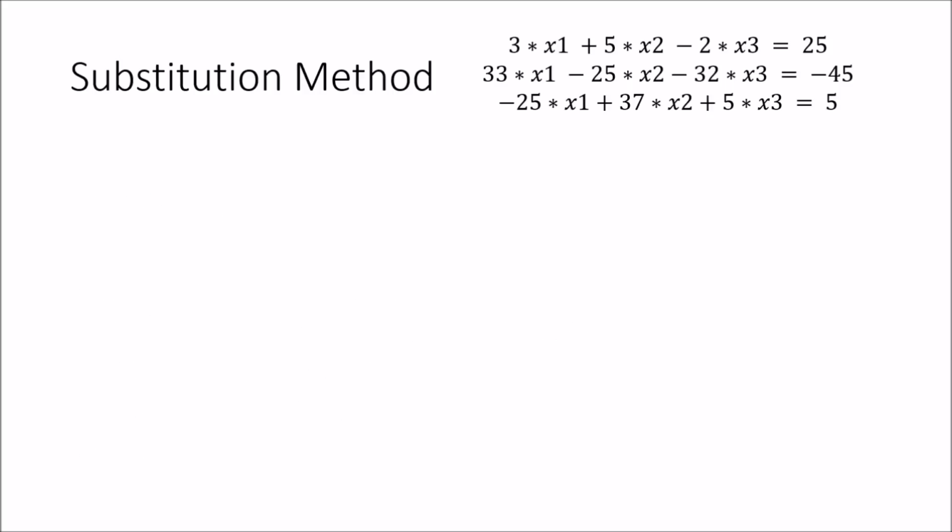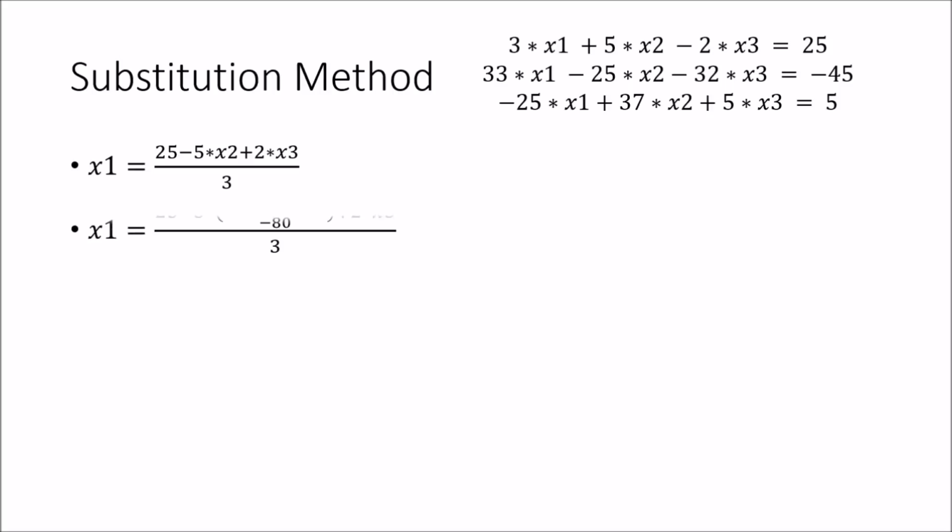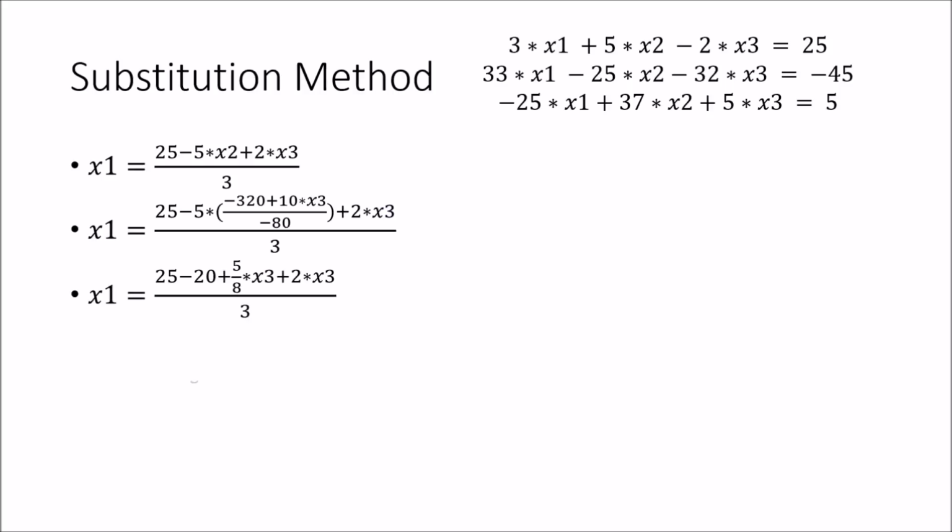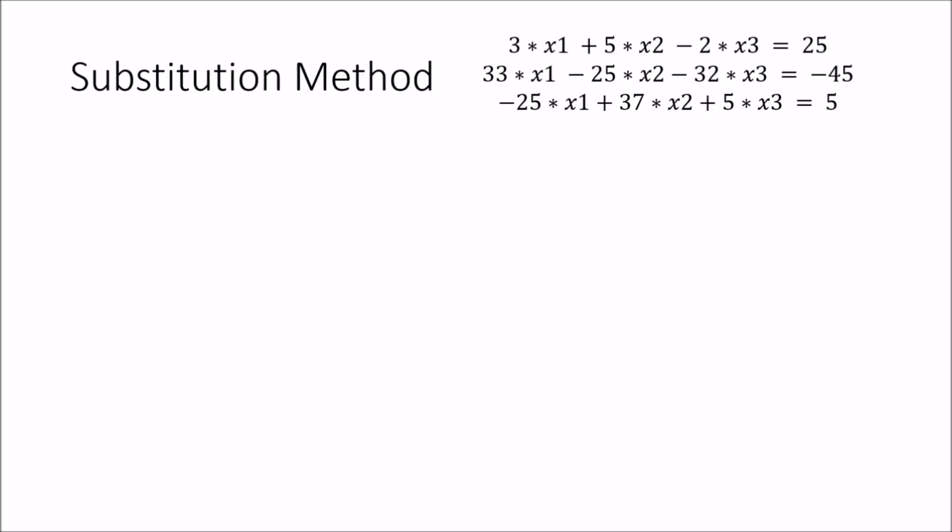Now that I have x1 in terms of x2 and x3, I should be able to substitute x2 into it and find x1 only in terms of x3. So now I'll take the little equation that I derived for x1, and I'll go ahead and substitute the values for x2. And then I just do the same process where I simplify it, and I will get x1 only in terms of x3. Now I have x1 and x2 in terms of x3.